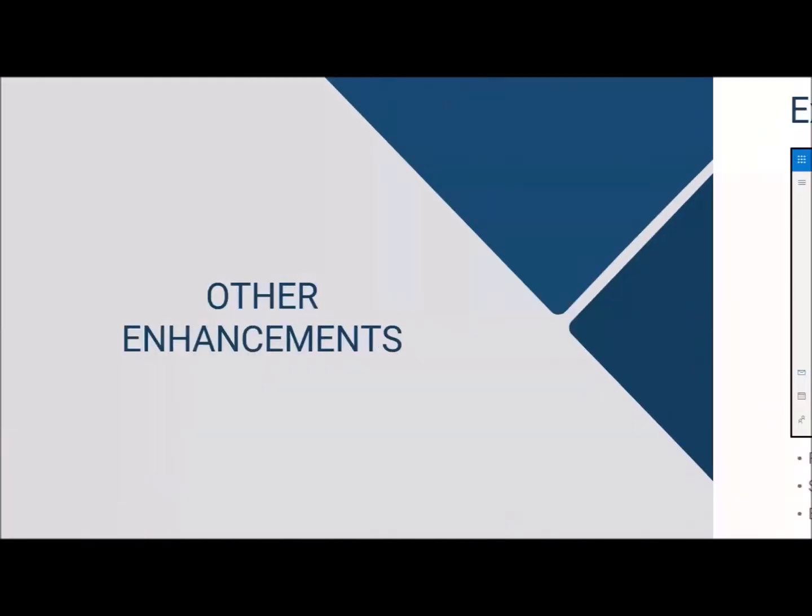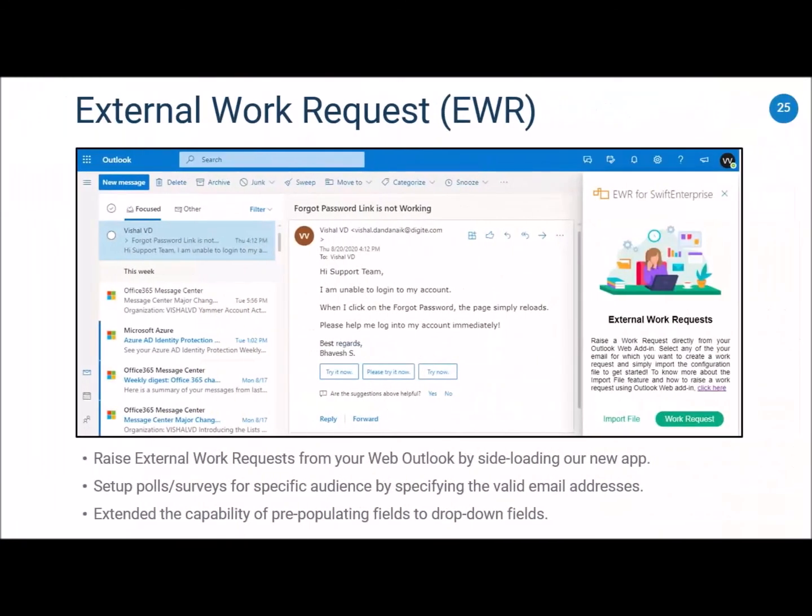Now, apart from these, we have done a lot of other enhancements on the usability front. So for the external work request module that we have here, you can now go ahead and add an external work request directly from your web Outlook as well. You simply need to sideload our new app, and that will be available for you to create or generate an external work request. So the mail content automatically becomes a part of your external work request being generated.